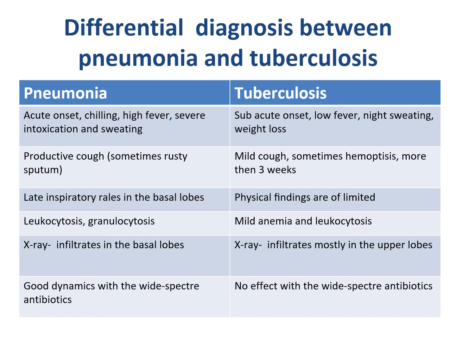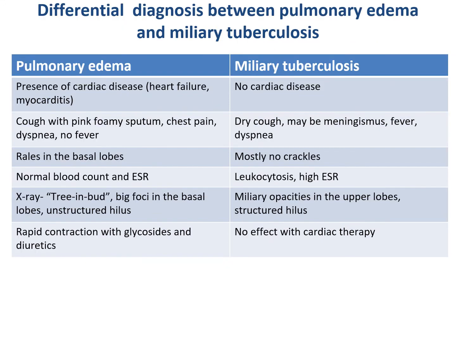Pneumonia, X-ray infiltrates in the basal lobes. And in TB, X-ray infiltrates mostly in the upper lobes. In case of pneumonia, good dynamics with wide-spectrum antibiotics. And in case of TB, no effect with wide-spectrum antibiotics.